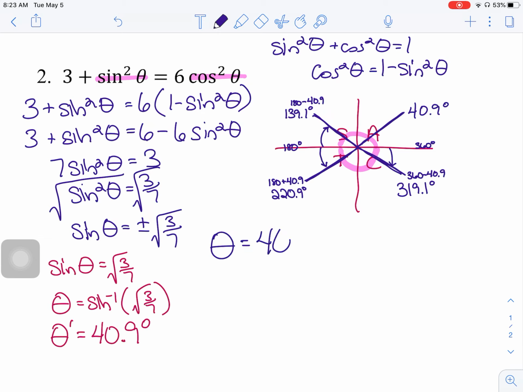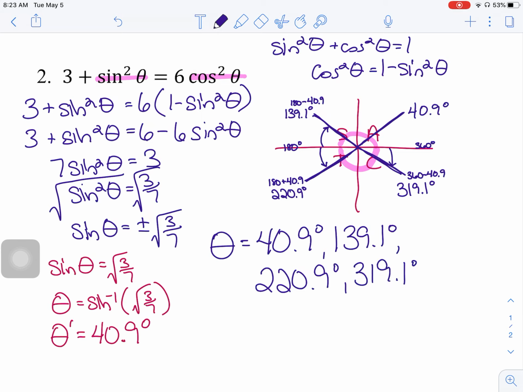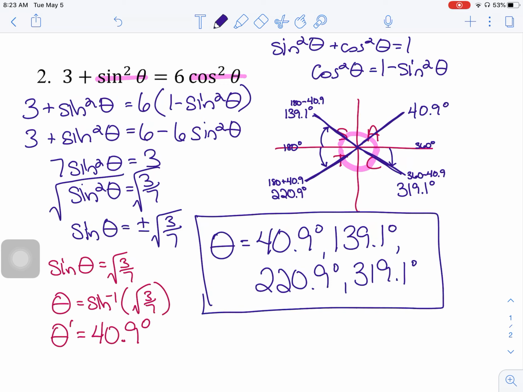So if I collect up all of these possible theta values here, theta is equal to, in the first quadrant, 40.9 degrees. In the second quadrant, 139.1 degrees. Third quadrant, 220.9 degrees. And fourth quadrant, 319.1 degrees. All 4 of those are the answers that you want to make sure that you are including. 2 of them from quadrants 1 and quadrant 2 are where sine is positive root 3 over 7. And 2 of them, quadrants 3 and quadrant 4, are where sine is equal to negative root 3 over 7.